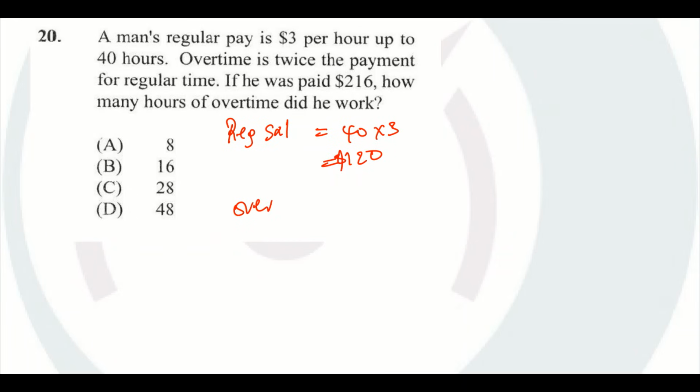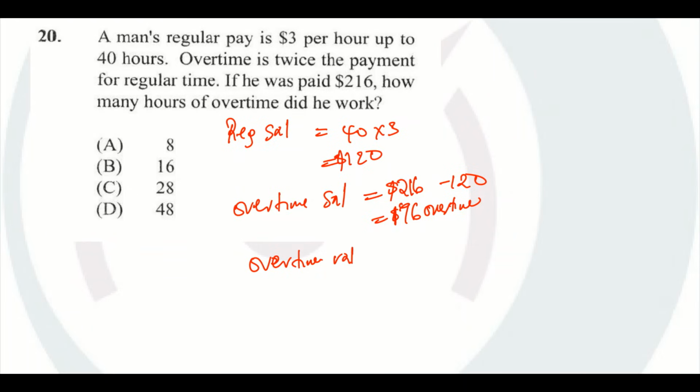His overtime salary or payment is 216 minus 120, and that gives us $96 overtime. Alright, so that's the overtime amount of money. Now the overtime rate. Overtime rate is equal to, it says, twice the original payment. So that's 2 times $3, which gives us $6 as the rate.